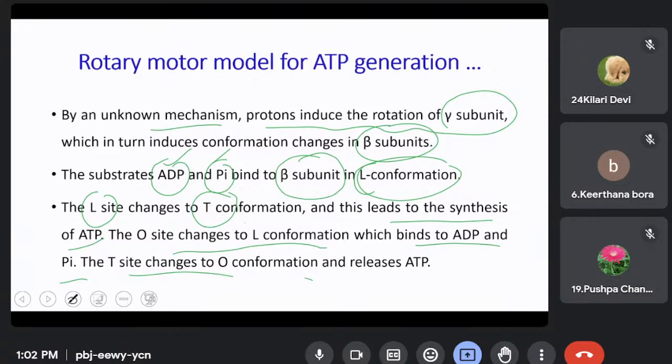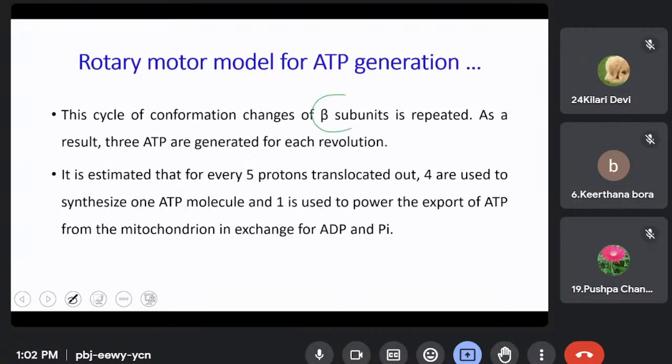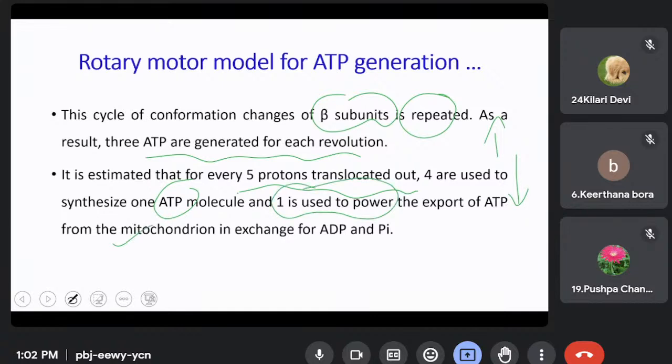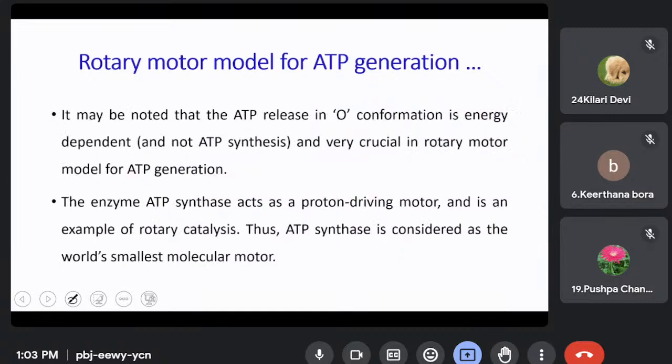So thus all the three beta subunits change their conformation, that means shape, resulting in the release of ATP according to the rotary model. This cycle of conformation changes of beta subunits is repeated. As a result, ATP is generated for each revolution. For each rotation or revolution, the energy that is produced is utilized for the synthesis of ATP. It is estimated by scientists that for every 5 protons translocated out, 4 are used to synthesize one ATP molecule, and 1 is used to power the export of ATP from the mitochondria in exchange for ADP and inorganic phosphate. Thus, 5 protons are required for the synthesis of ATP according to this model.